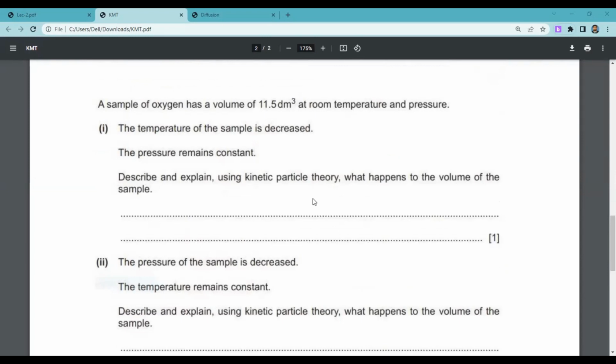A sample of gas has a volume of 11.5 dm cube at room temperature. The temperature of the sample is decreased. The pressure remains constant. Now, in the above question, he was asking that if temperature is increased, what will be the effect on volume? Here he is asking if temperature is decreased, what will be the effect? If temperature is decreased, then kinetic energy will also decrease, and if kinetic energy decreases, motion of particles will also decrease, and if motion of particles decreases, then volume will also decrease.